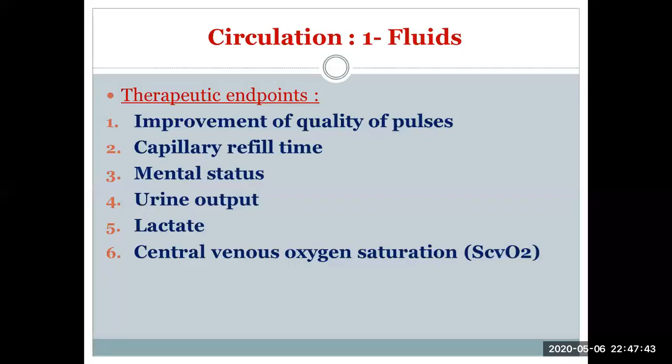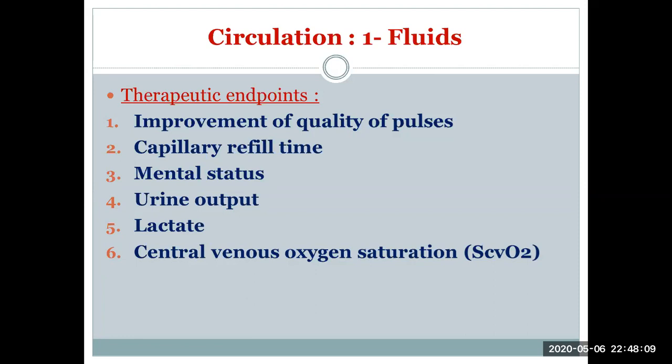Quality of pulses. What does quality of pulses mean? That the pulses are well felt, and they are optimally felt, not brisk, not bounding. Normal quality of pulses that you can feel, central and peripheral, and normal capillary fill, not delayed. Optimal pulses and optimal capillary filling time.